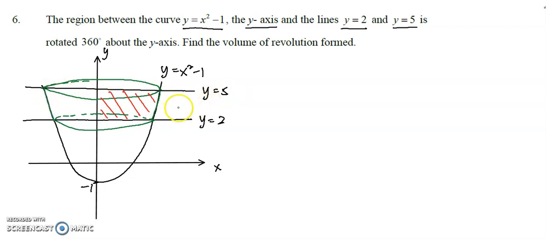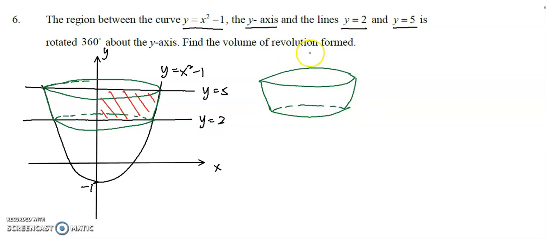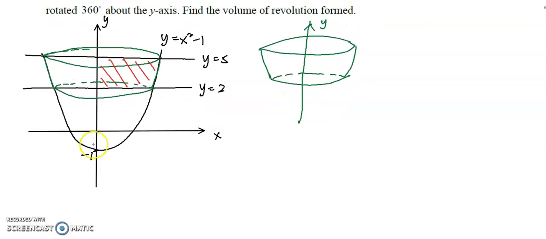Alright, so when I sketch it outside of the graph, I will get this, just to let you know. Okay, there's a curve like this. So this is the axis of rotation, the y-axis. Now we want to get the volume of this solid.